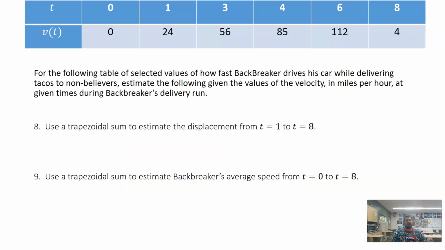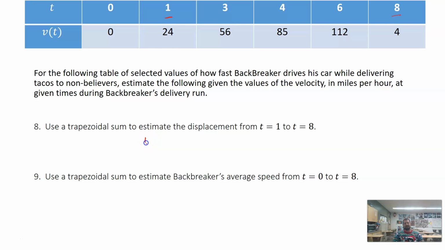On number 8 and 9, we're doing pretty much the same thing we did before, but we've got Backbreaker driving his car while delivering tacos to non-believers, whatever that means. Estimate the following values. We've got to use the trapezoidal sum from 1 to 8. Now again, we're only going from 1 to 8, not 0 to 8.